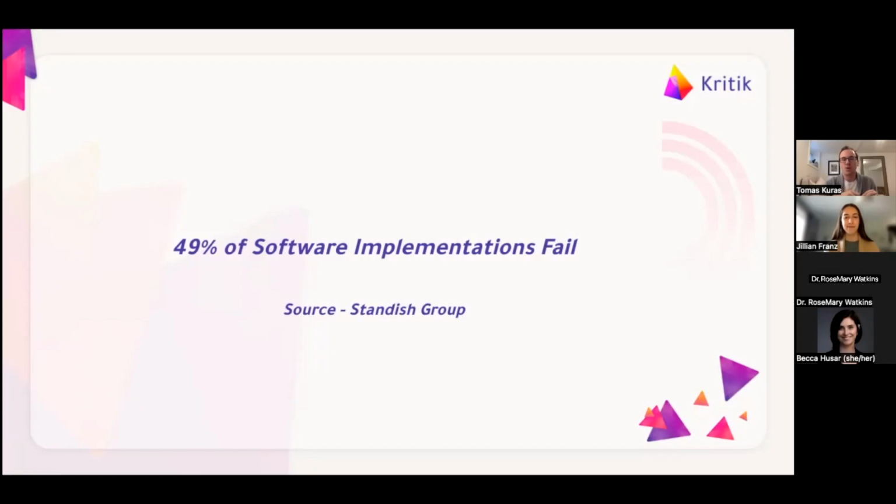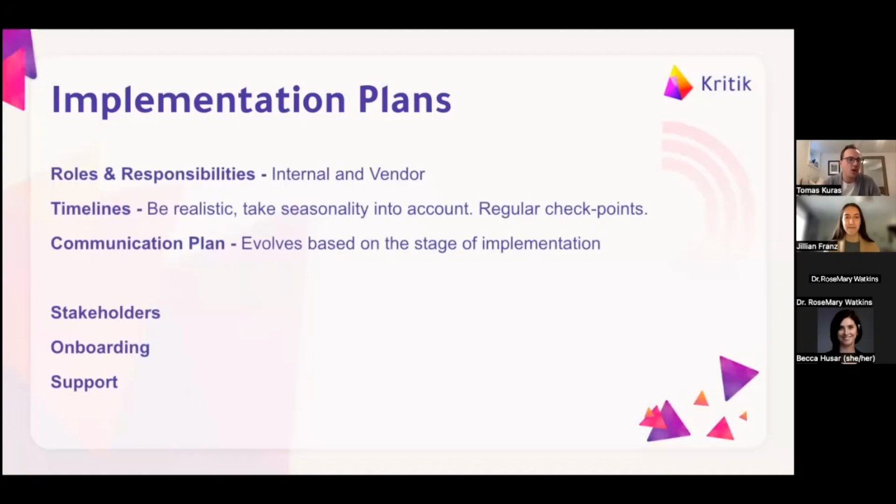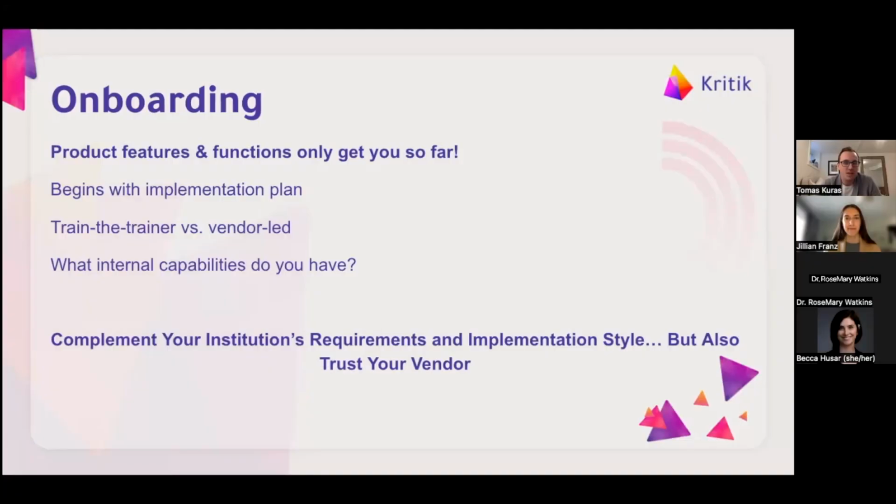The broad strokes, general themes will always be that about half of software implementations fail. Why do they fail? Probably a number of different reasons. And so I'm going to propose 4 recommendations, 4 strategies. Product features and functions are important, but it's not the only thing.